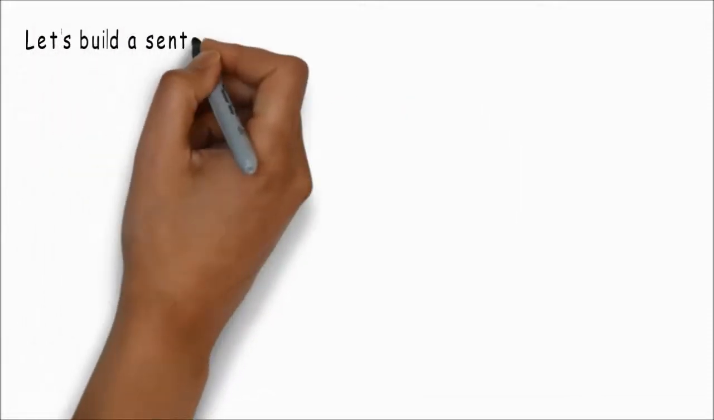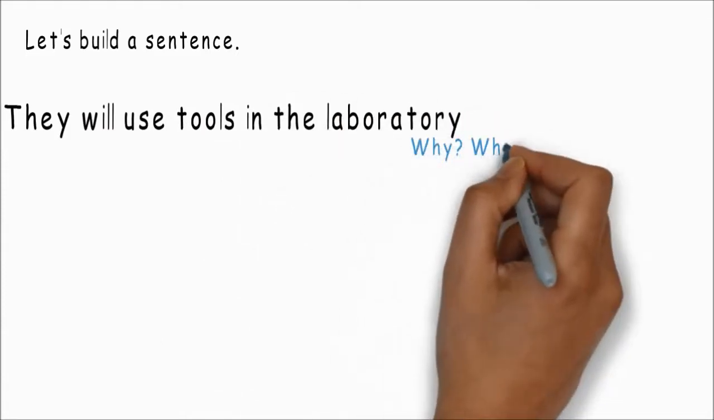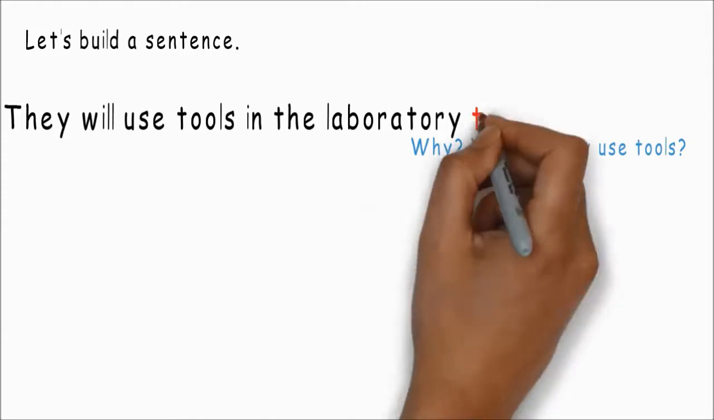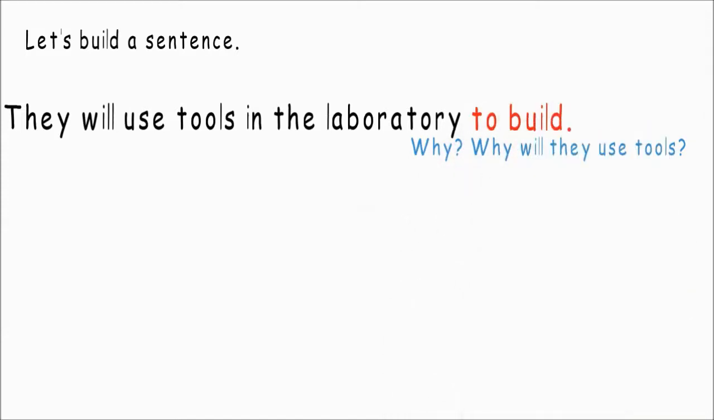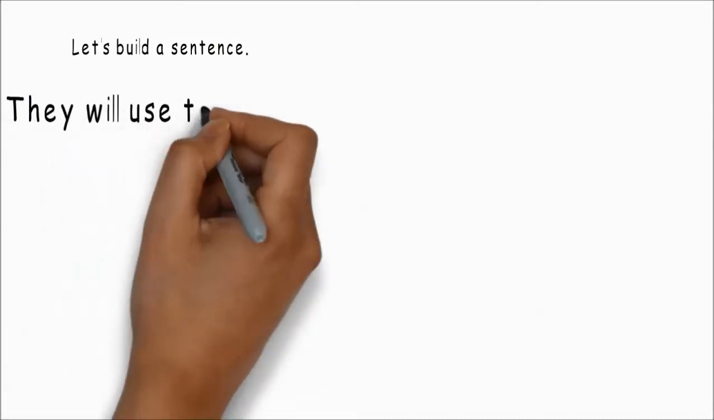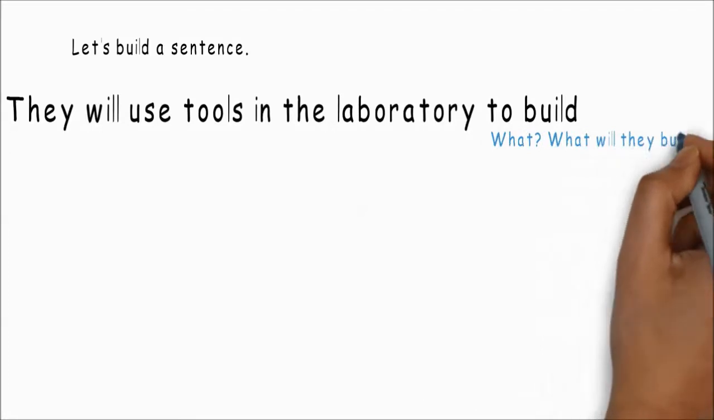Let's build a sentence. They will use tools in the laboratory. Why? Why will they use tools? They will use tools in the laboratory to build. Let's build a sentence. They will use tools in the laboratory to build what? What will they build? They will build a robot.